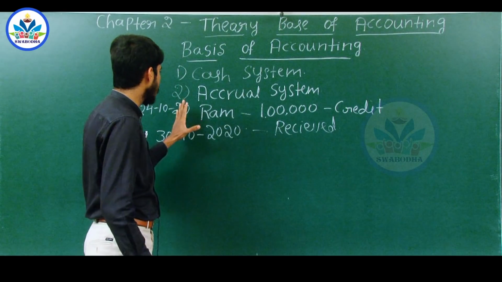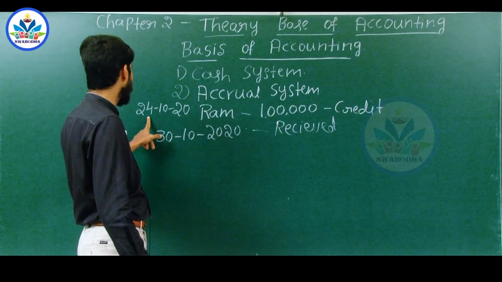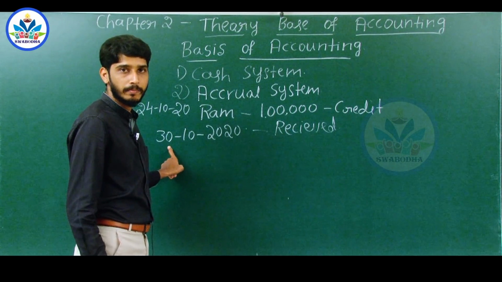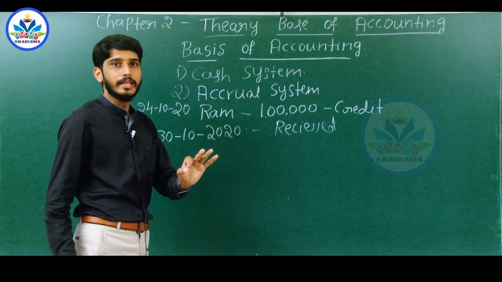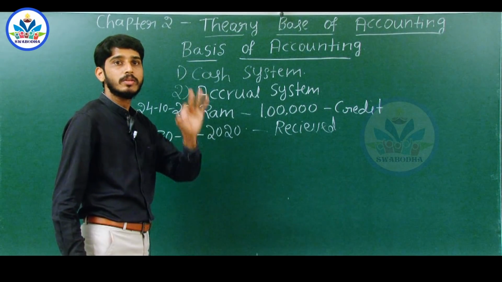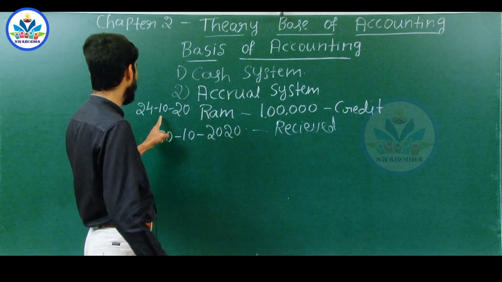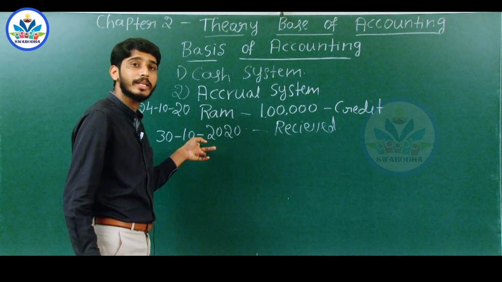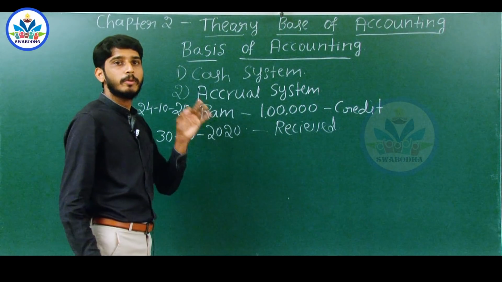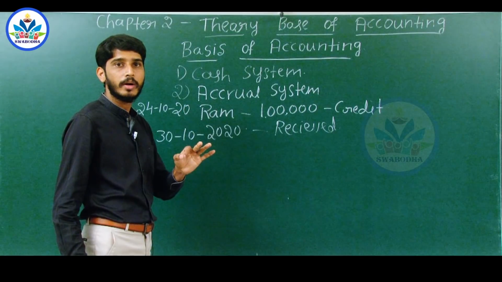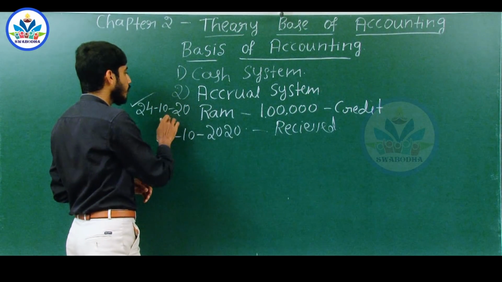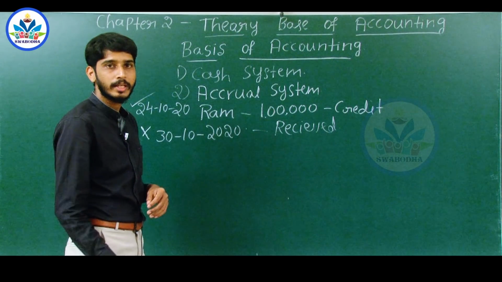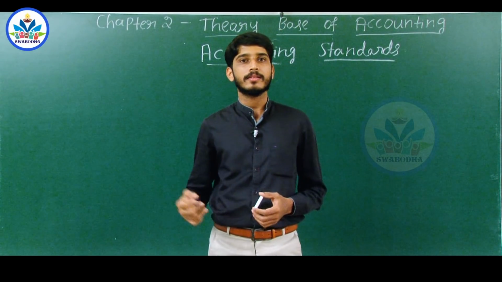Now in this example, transaction has taken place on 24th of October and the payment is received on 30th of October. The legal right to receive the amount has arisen when you have sold the goods, that is on 24/10/2020. Though the actual cash has been received on 30/10/2020. Now, in the books of accounts, this transaction is recorded as on 24/10/2020 and not as on 30/10/2020.